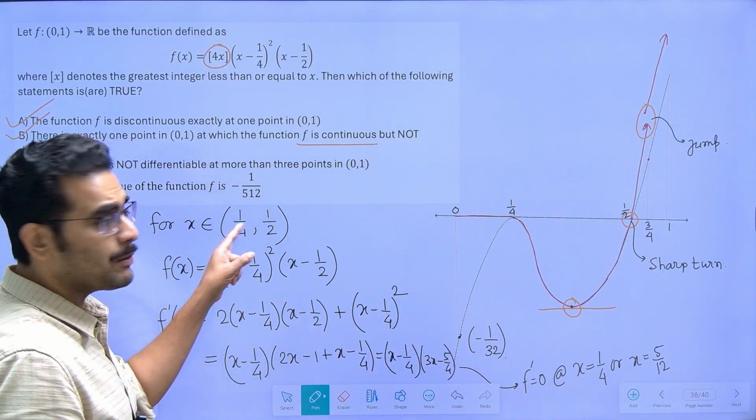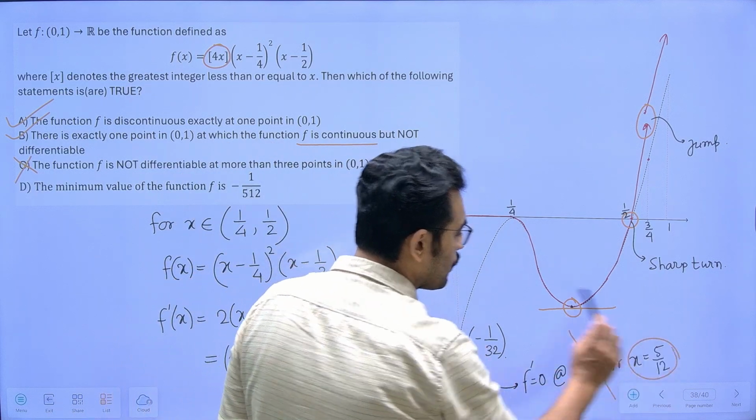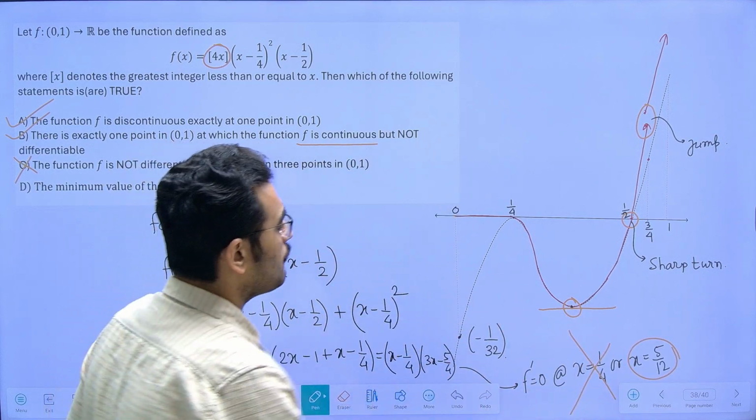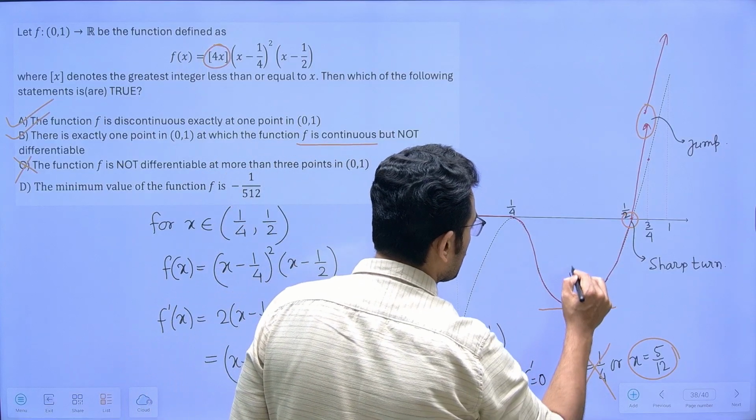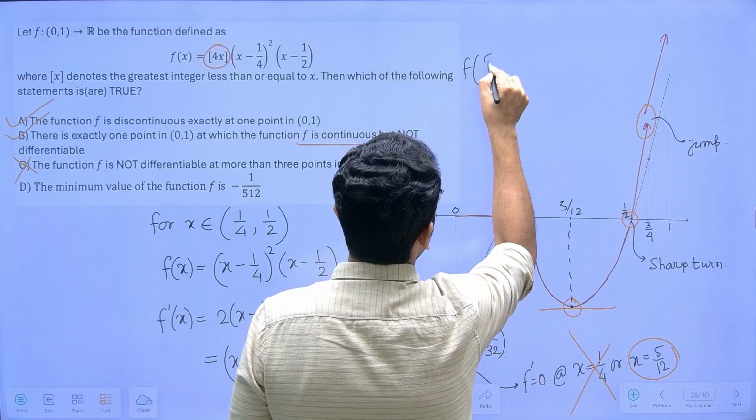But our domain is the open interval 1 by 4 to 1 by 2. So we cannot take x equal to 1 by 4. We should take x equal to 5 by 12. At 5 by 12, what is the function value? So this point should be x equal to 5 by 12. What is the function value at 5 by 12?